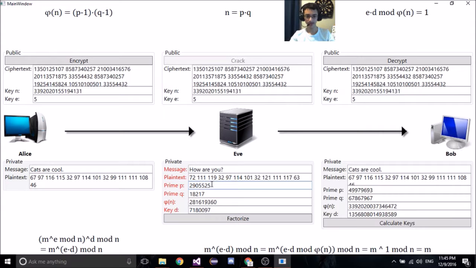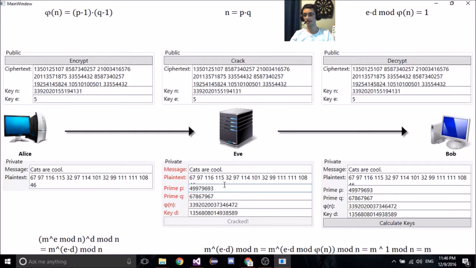Well, Eve has to start factorizing, we can see P going up, and we're trying to find this prime P. We're going through all the possible numbers that it could be. Now, of course, this is not the fastest way to do it. This is extremely slow. And the fastest factorization algorithm known is the general number field sieve, which works in sub-exponential time, which is extremely fast. Here, we found the prime P, we got Q, we got the totient, we got the private key, we cracked it, we got cats are cool.